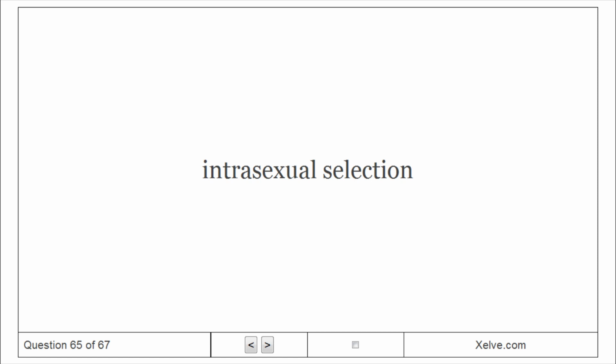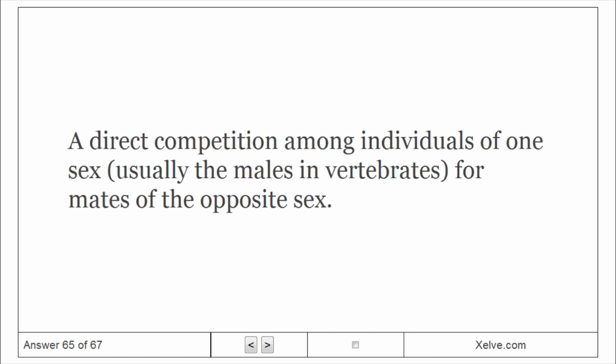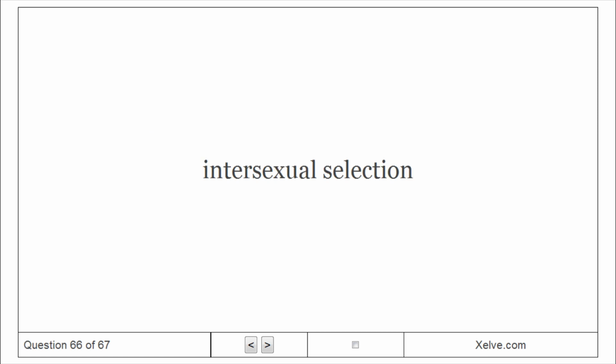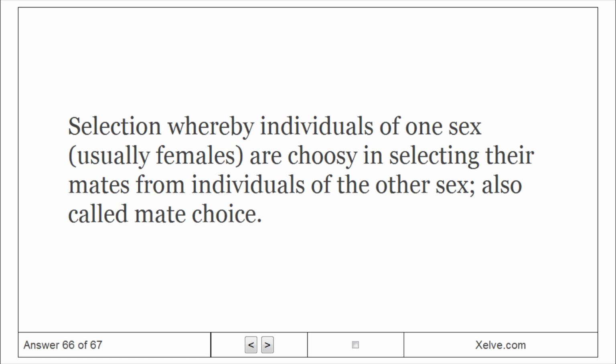Intrasexual selection: a direct competition among individuals of one sex, usually the males in vertebrates, for mates of the opposite sex. Intersexual selection: selection whereby individuals of one sex, usually females, are choosy in selecting their mates from individuals of the other sex, also called mate choice.